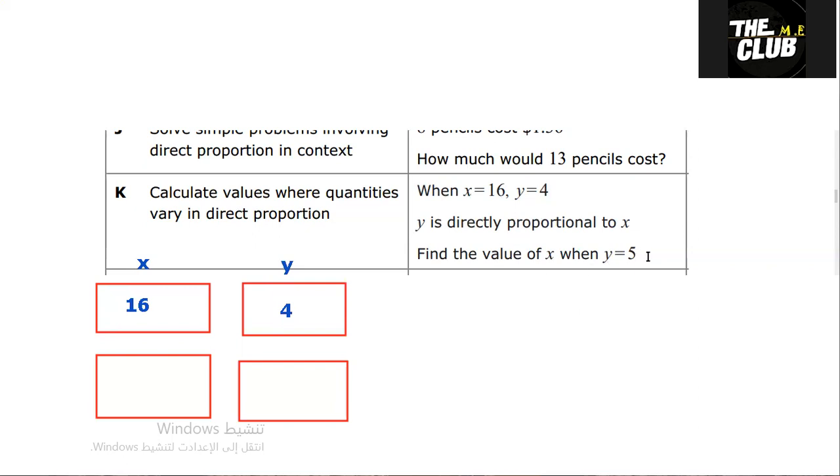Then it says when y is 5, so y here is 5. You can find the x now by cross multiplying. You multiply and then divide by this, and you'll get this. Okay? So in that way, you'll get the idea.